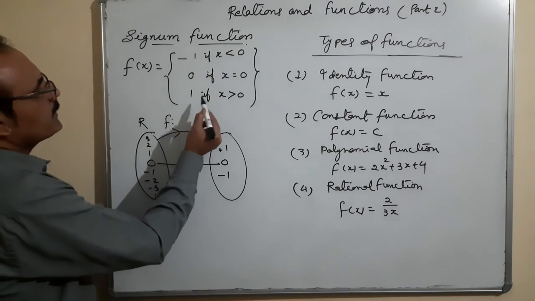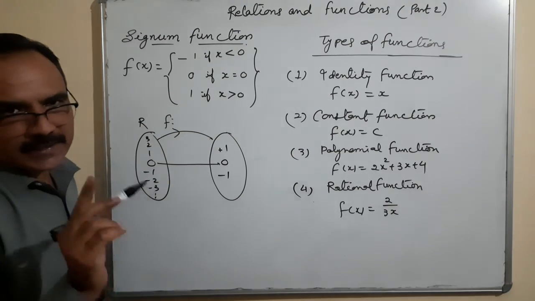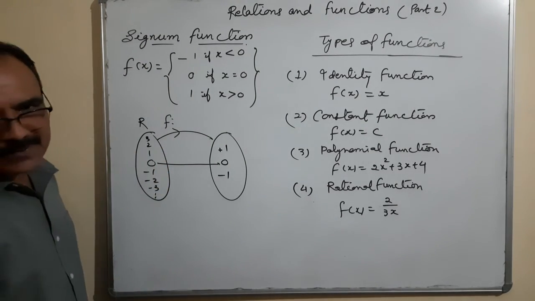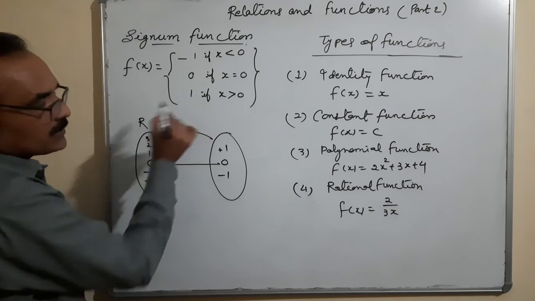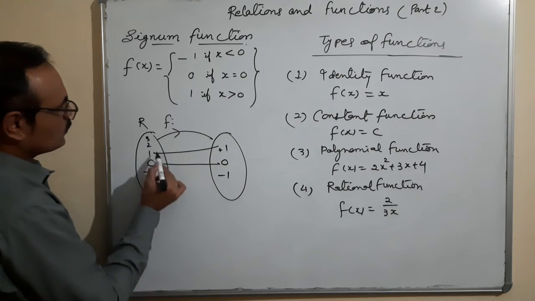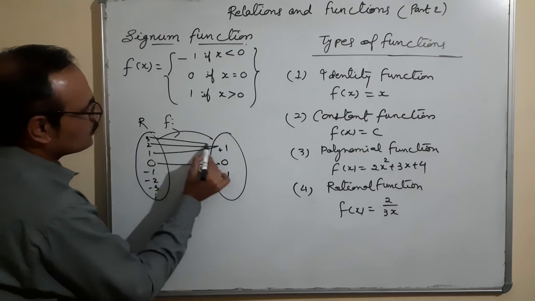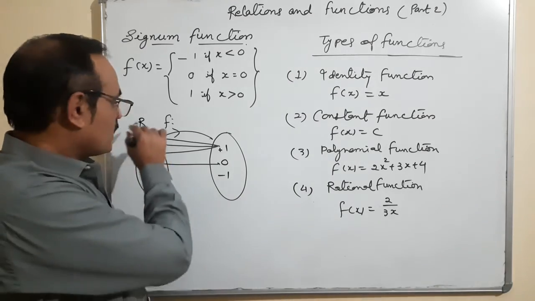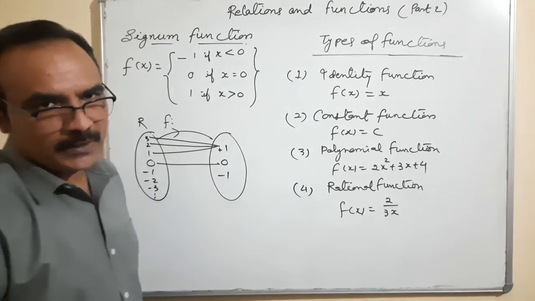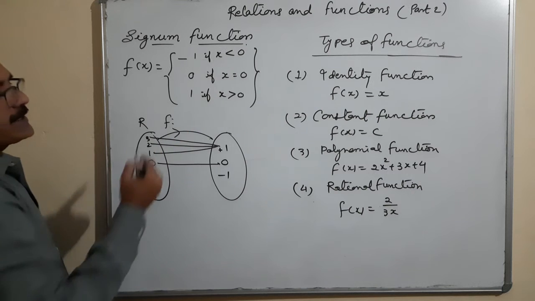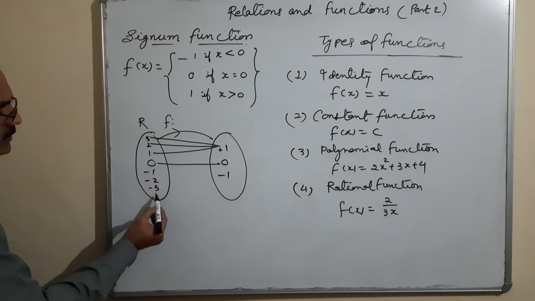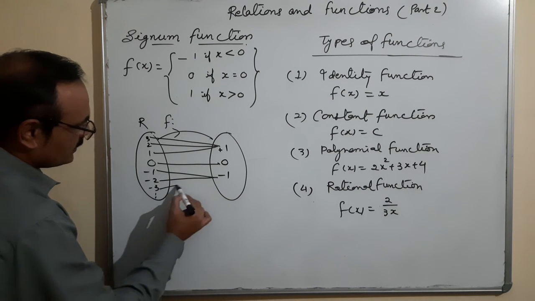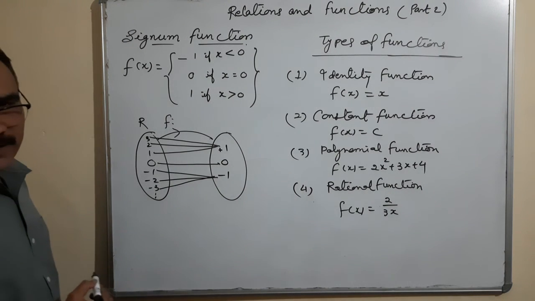Now let us see. f of x is equal to 1 if x is greater than 0. That means 1, 2, 3, 4, 5, 6, many numbers are there, and their value is f of x is equal to 1. So 1 is related to 1, 2 is related to 1, 3 is related to 1, and other positive numbers are related to 1 only. That means for all those elements, the image is 1. And -1 if x is less than 0: -1, -2, -3, their image is -1. Is it okay?